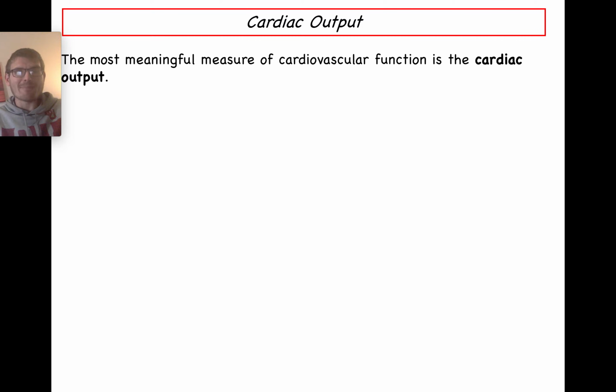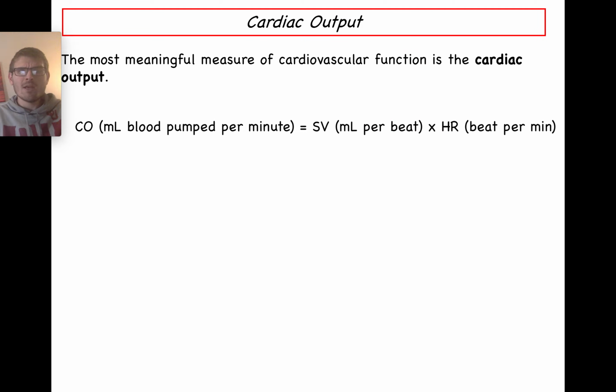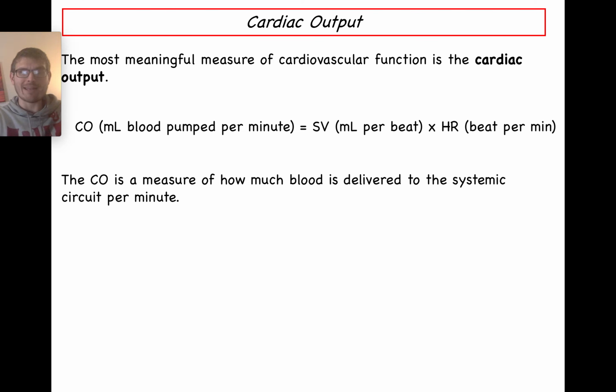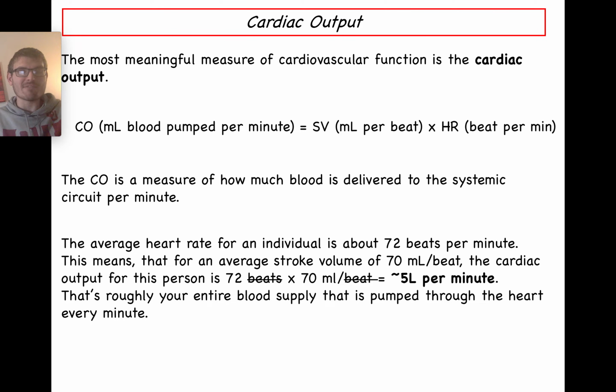Okay, so another thing that I mentioned is that the most meaningful feature of cardiovascular function, the most telling thing that we can calculate, is the cardiac output. So cardiac output, as a reminder, is the volume of blood in milliliters or liters pumped per minute. And that is equivalent to the stroke volume, milliliters per beat, multiplied times the heart rate, which is beats per minute. So basically, the cardiac output is just a measure of how much blood is delivered to the systemic circuit per minute. How ably are we going to meet the nutritional and metabolic demands of all of our different tissues in the systemic circuit?